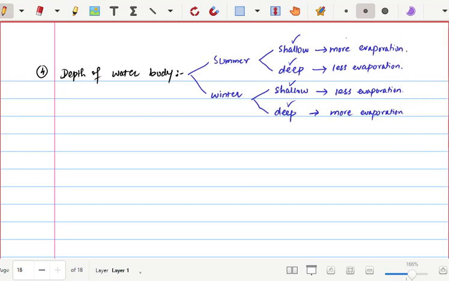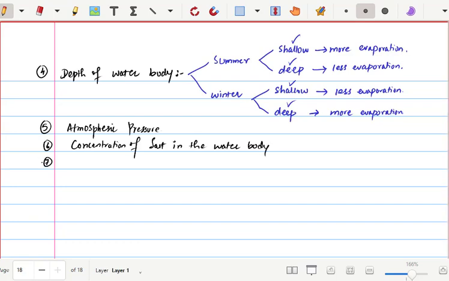And a few other factors are, it also depends upon your atmospheric pressure, and it also depends upon the concentration of salt in the water body. And what else? It also depends upon the surface area of water body. Obviously, relative evaporation will increase if surface area is more. So they are directly proportional.